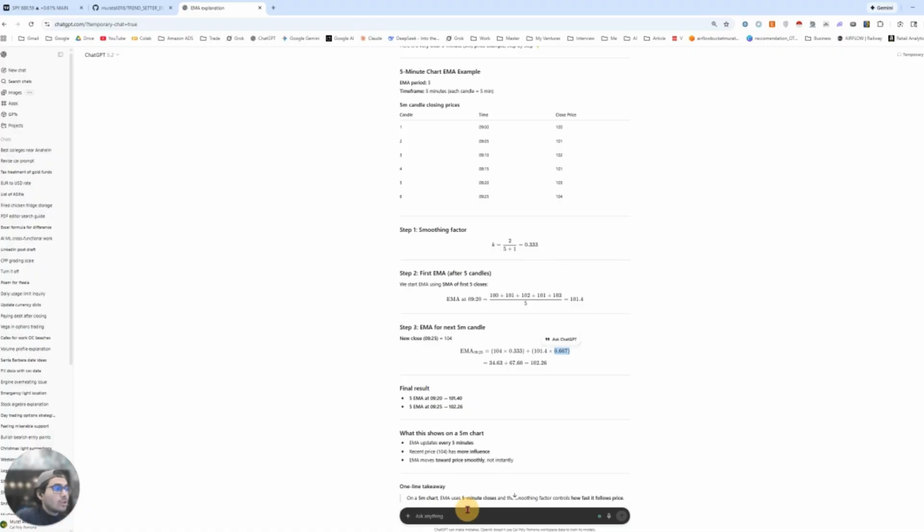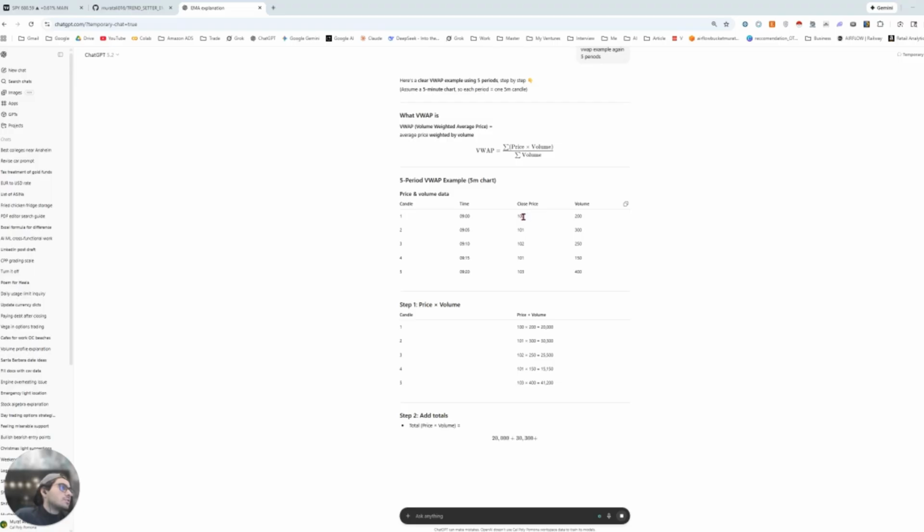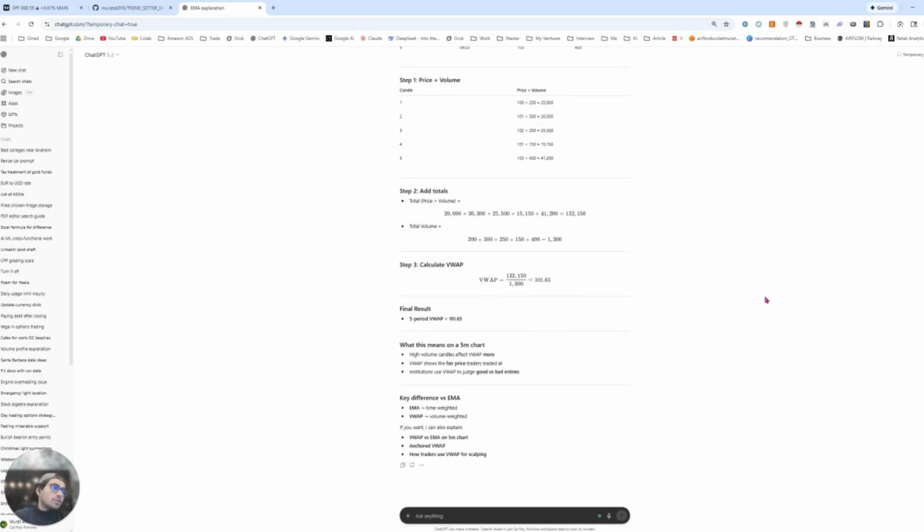And what is VWAP? VWAP is volume weighted average price. Let me just give you an example again. This is just so easy. You just multiply price with the volume and divide by total volume. That's it. Easy peasy. There you go. So why are we using VWAP? Because big institutions and big banks are using VWAP to understand whether the price is overvalued or undervalued. So that's why they're using VWAP, and we're going to be using VWAP combined with exponential moving averages.